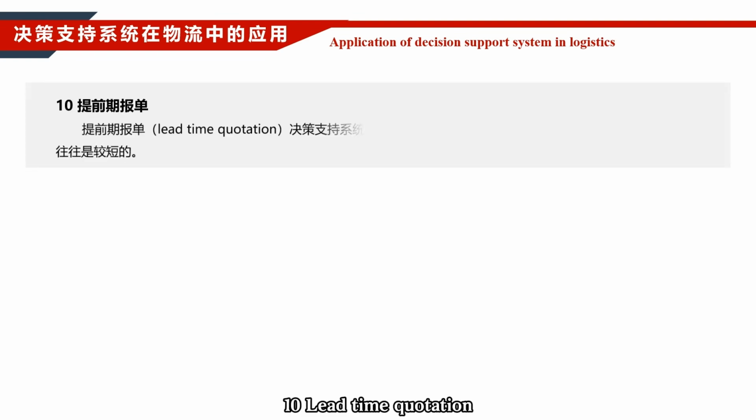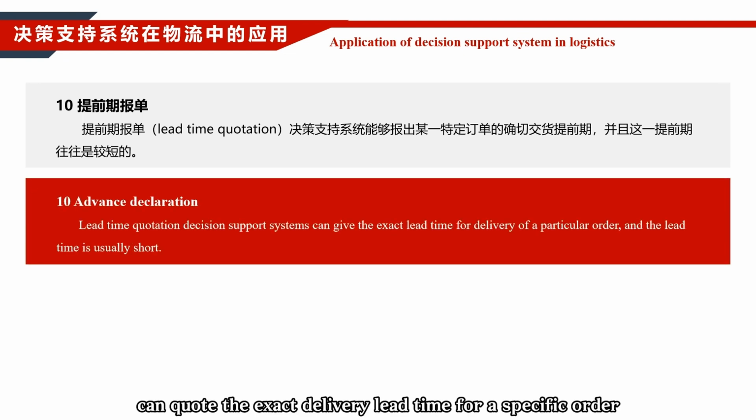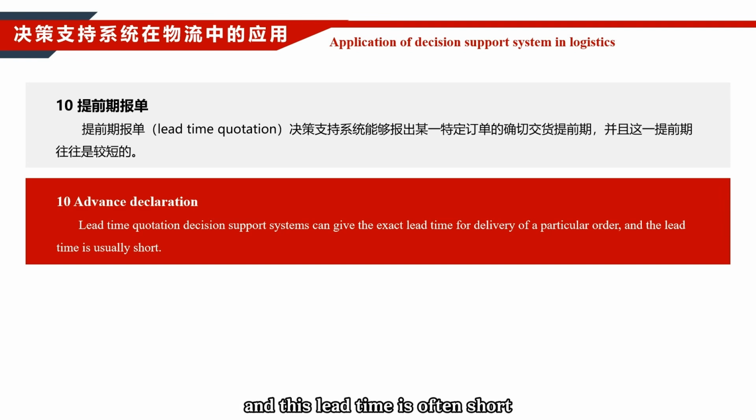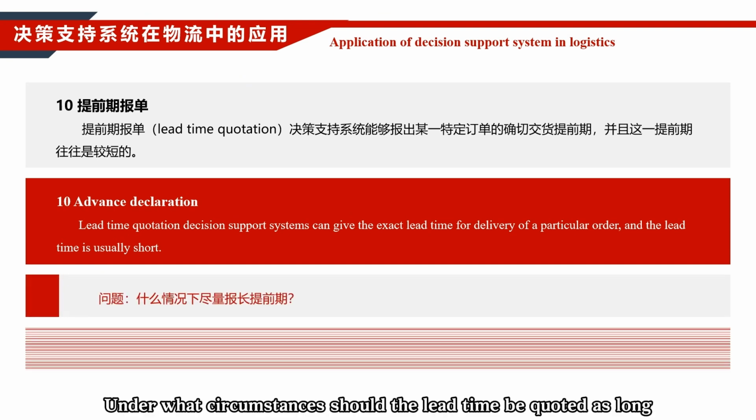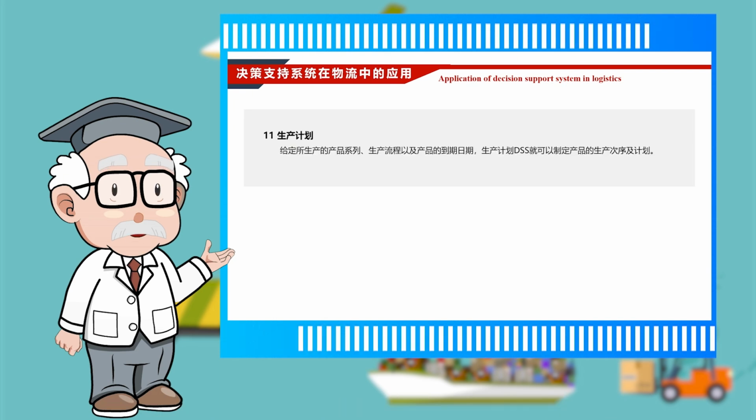10. Lead time quotation. A lead time quotation decision support system can quote the exact delivery lead time for a specific order, and this lead time is often short. Question: under what circumstances should the lead time be quoted as long as possible?